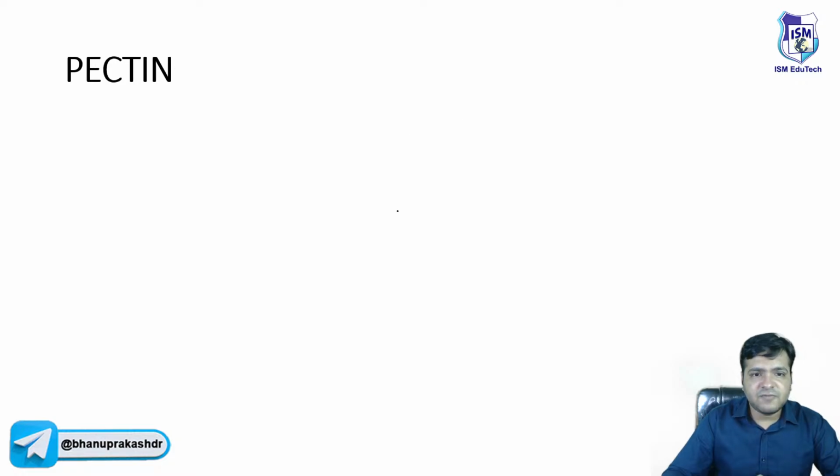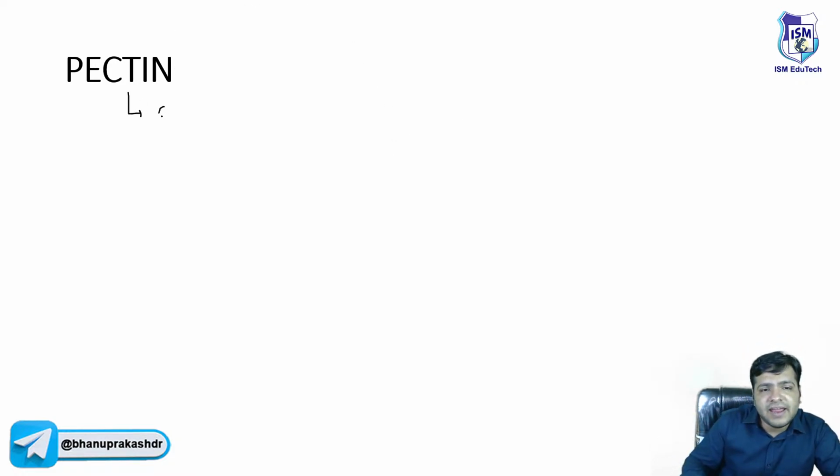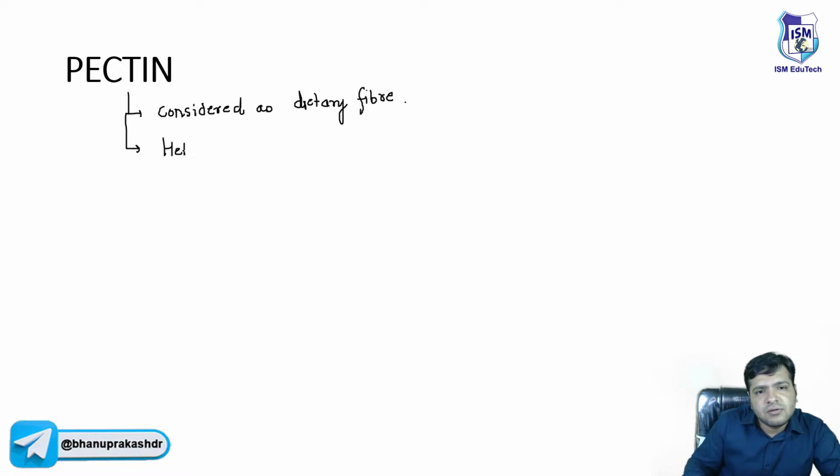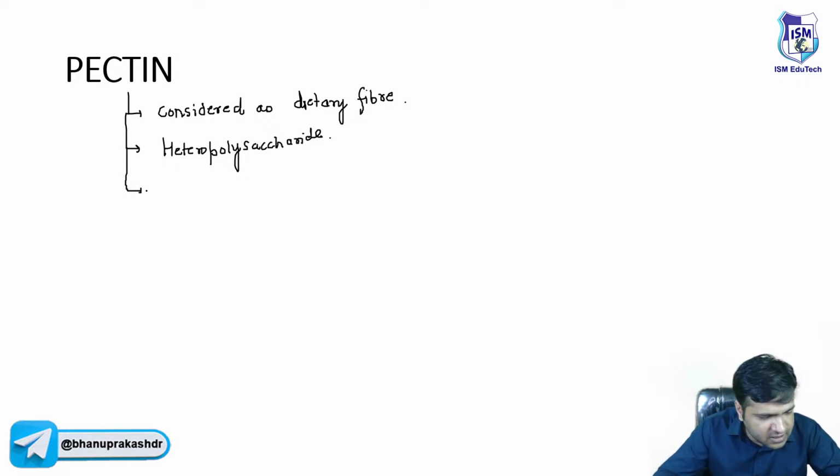Coming on to the last one for today, that is pectin. Now pectin, beta, is considered a dietary fiber. It is a heteropolysaccharide. Now when I say hetero, it is made up of two different units.